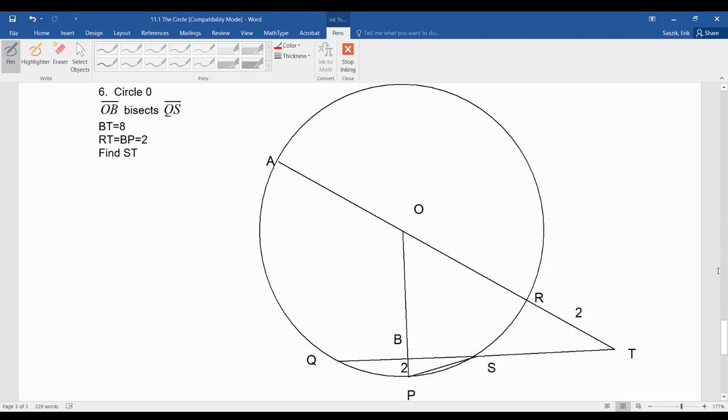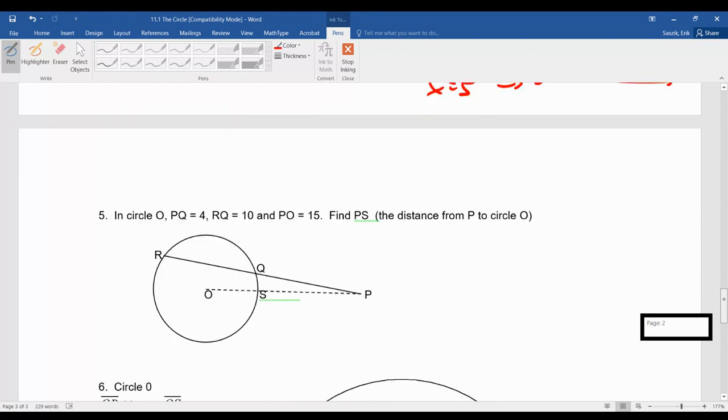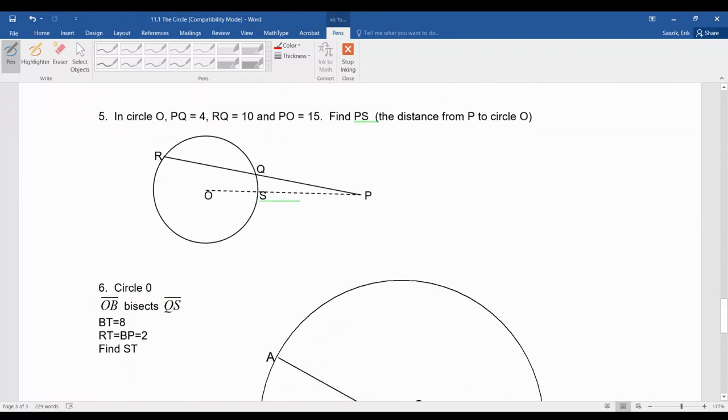Actually, let me talk through this top one. Remember, a common theme here is drawing in an altitude, and that creates a bisector. It says PQ is 4, RQ is 10. So this altitude will cut that into 5 and 5. And then it says that PO is 15. We have to find PS. Actually, it ends up not being too bad. This is not drawn to scale at all.